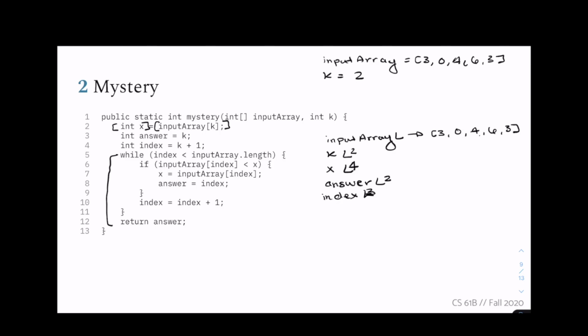Now, what is the condition? Input array length is equal to 5. So what it's checking is whether or not our index is less than that. And since our index right now is 3, it is. So we can move on.